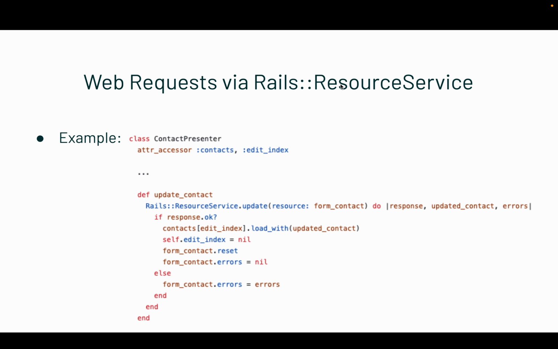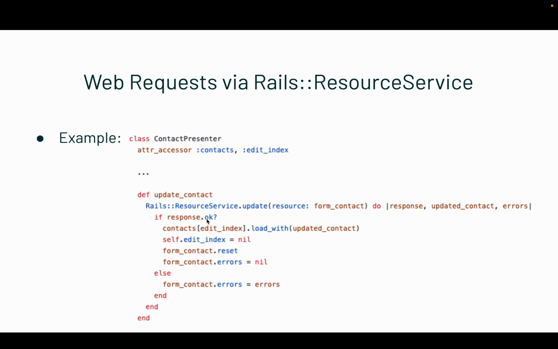So for example, if I want to use Rails resource service, that's the simplest way in my experience. I take Rails resource service and I say, I have a form contact and its data got updated, but I want to update it on the back end. So I say, call update and pass it the resource as the form contact. It'll automatically make a call to the back end and submit the form contact for you to the Rails route correctly. And then here it'll give you a response.